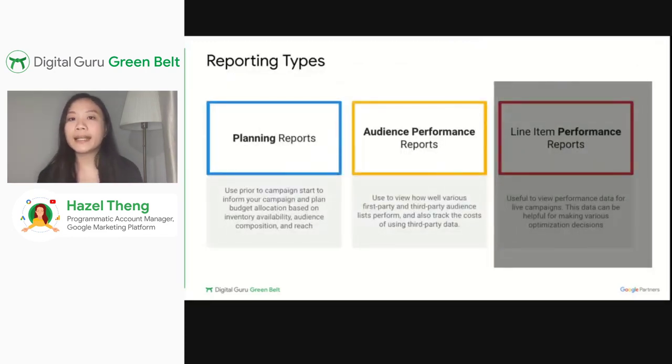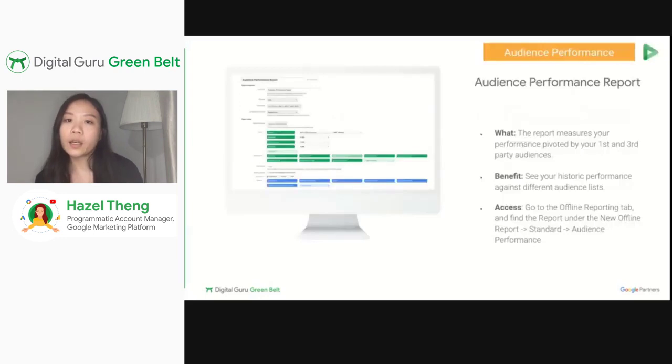Now, closely related to your planning reports is your audience performance report. You would like to know, ideally, who your high-performing audience segments are, and that is what your audience performance report helps you with. The audience performance report breaks down the audiences your campaigns have been running across into your Google audience and third-party audience segments. And it measures how each of these audiences has performed specifically.